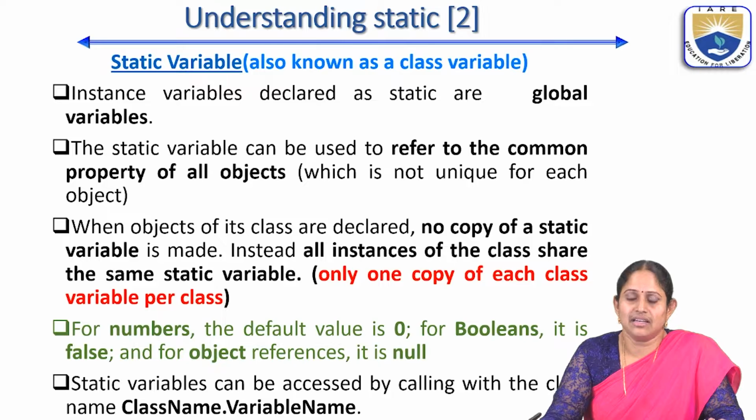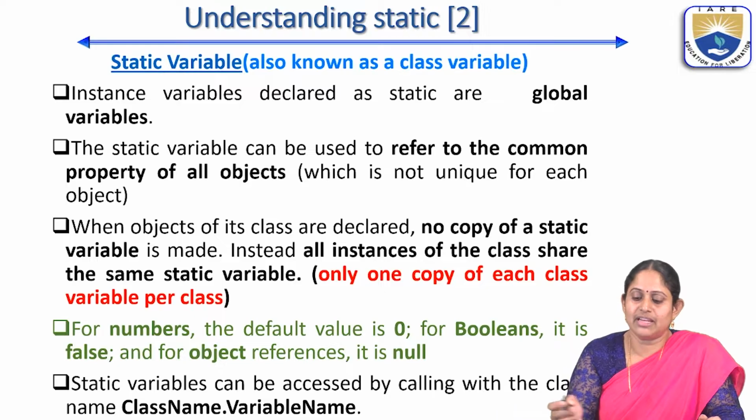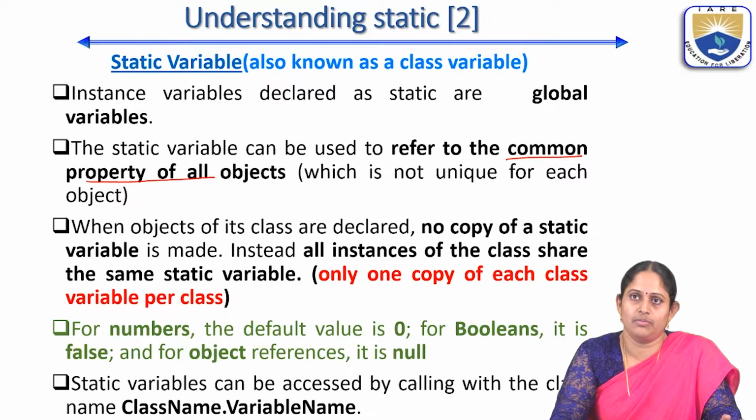If we apply static on a variable, then it is called a class variable, and they are also global variables. If we define any variable as static, then it will be common to every object. It is a common member to all the objects, so it is generally used to refer to a common property of all the objects. Also, only a single copy of the static variable will be available.